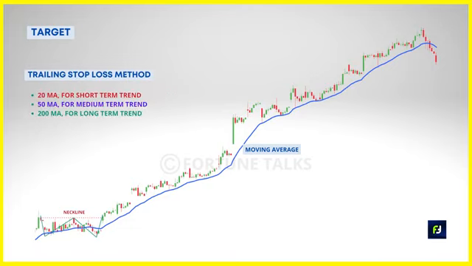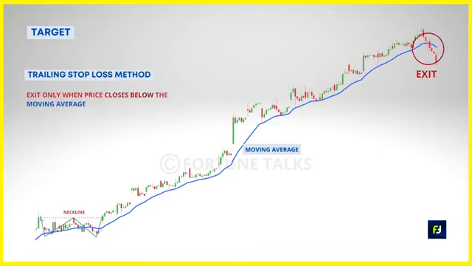So the first step is to decide on the type of trend you want to capture, whether it's a short-term, medium-term or long-term trend. Then you can trail the stop loss with the appropriate moving averages like 20 period, 50 period or 200 period moving averages respectively. And we will exit our trade only when the price crosses below these moving averages.